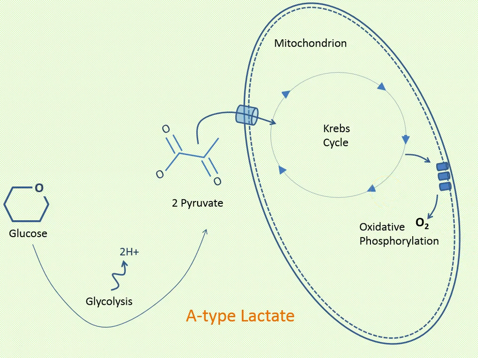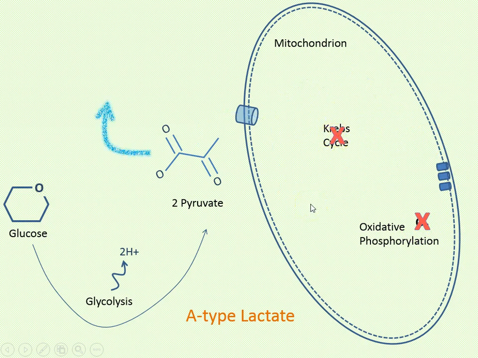So in A-type lactate, what happens? Well, the tissues are starved of oxygen, so oxidative phosphorylation goes away. This backs up and destroys the Krebs cycle. The Krebs cycle stops spinning, right? And then pyruvate is shunted to lactate, and the lactate to pyruvate ratio goes up. Normally the ratio, I believe, is about 10:1.